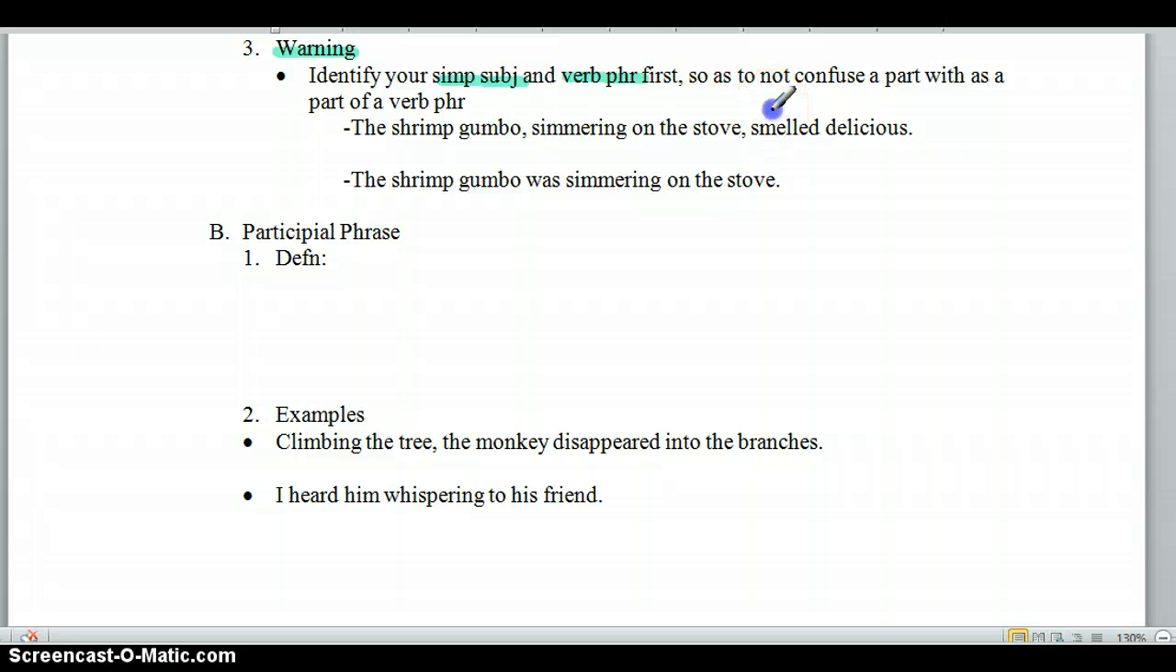Here, smelled is a linking verb. Who or what smelled? The gumbo did. Linking verb, smelled what? Delicious. There's my predicate adjective. Simmering on the stove, simmering is describing the gumbo. On the stove is a prep phrase telling me more about the simmering. So this whole thing is actually a participle phrase, which we'll get to in a minute.